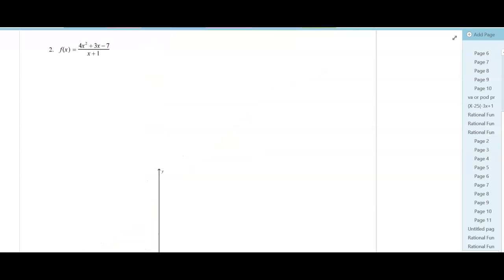Okay, problem number 2 here is the same idea. In order to find the slant asymptote, we're going to divide. So I will divide synthetically again. Here we have a leading coefficient. So we're going to drop the 4, multiply, add, multiply. And this is the remainder here of 6. So we can ignore the remainder. So the slant asymptote is 4x minus 1.